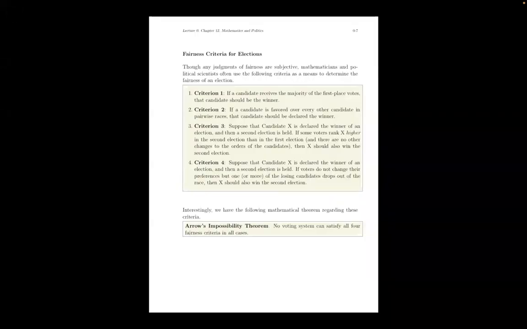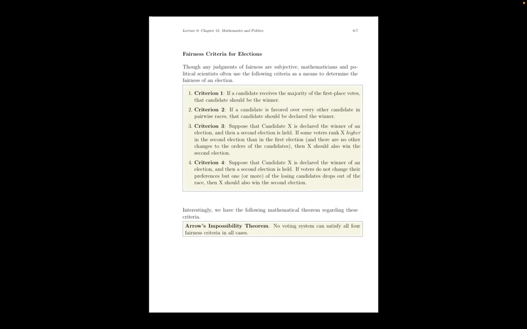To finish up chapter 12, we're going to discuss fairness criteria for elections and election methods. And we're also going to discuss districting and redistricting, as well as voting power per person. So we'll start with fairness criteria for elections, which I believe is section 12B in the textbook. It's all lumped together in chapter 12 in these notes.